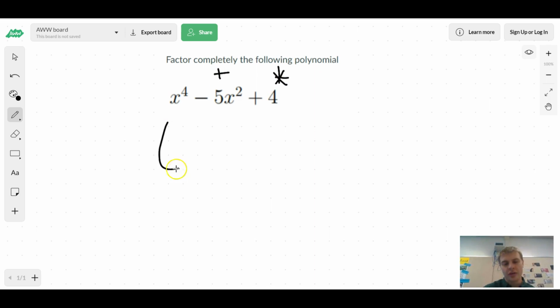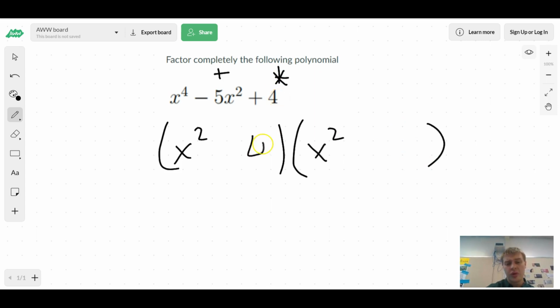So now we just have to make sure it works. That would be x squared. That would also be x squared. What do we need to multiply together to give us x to the 4th? Well, that would be 4 and 1, because it's got to add together to give us 5. So 4 plus 1 equals 5. Well, that's a negative 5, so let's make them both negative. Again, we got our x squared because we need to get it to x to the 4th.